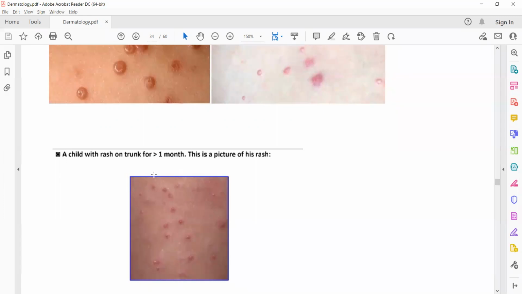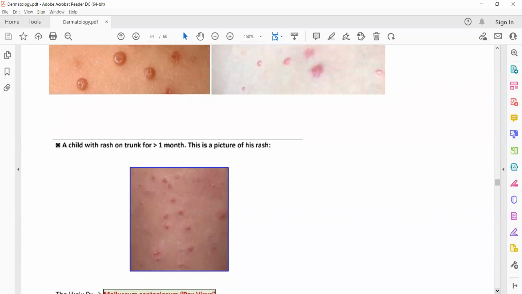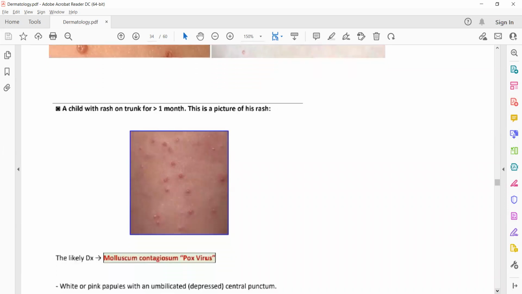So a child with a rash on the trunk for 1 month. This is the picture of his rash. A pink lesion, and the rash is more than 1 month old because molluscum contagiosum can take a long time to settle down. So with this history, a rash on the trunk for more than 1 month and pinkish nodules on the trunk, most likely the diagnosis is molluscum contagiosum.